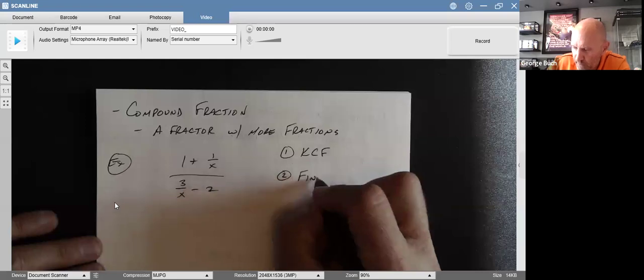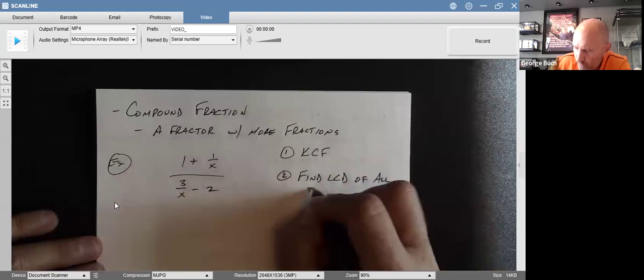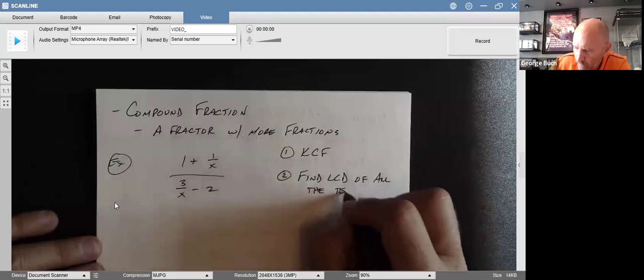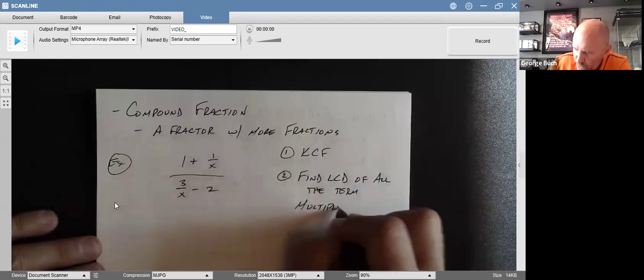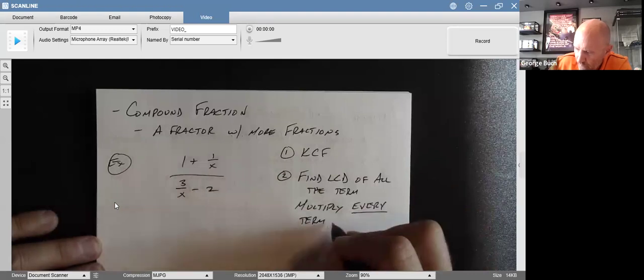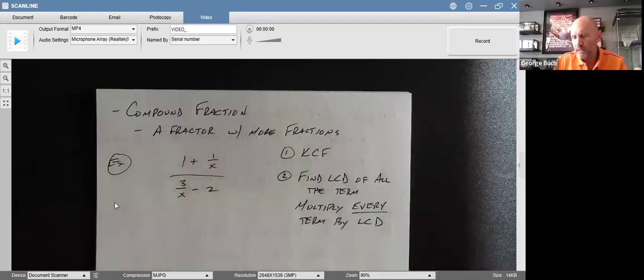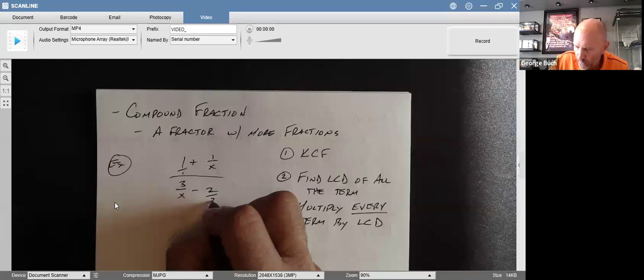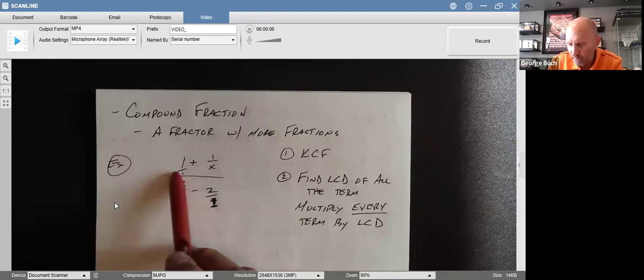the LCD, least common denominator, of all the terms. And then multiply every term by that LCD. So if I look at this one here, this is like 1 over 1. This is 2 over 1. So my common denominator then would be what? Just x. I have an x here, I have an x here, 1 and 1.